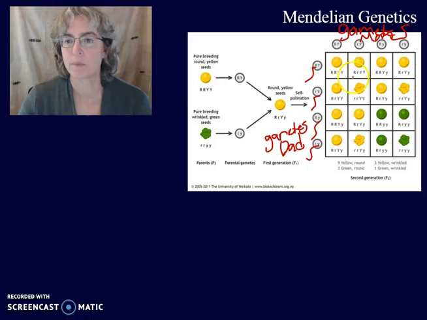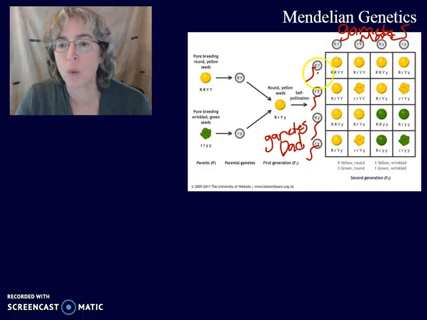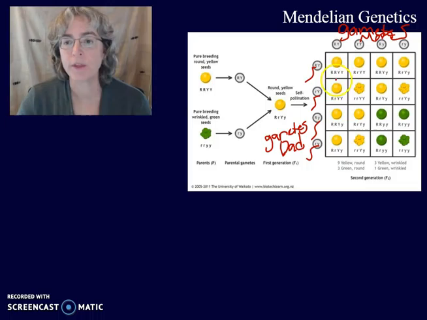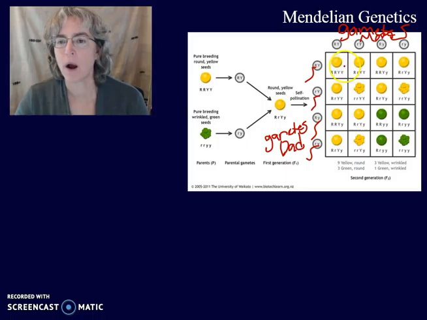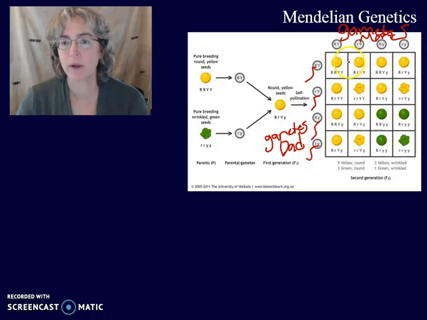Okay, so if you combine a big R, big Y with a big R, big Y, you are going to get an individual with the genotype big R, big R, big Y, big Y, and you're going to get the phenotype of round yellow seeds, because round is dominant and yellow is dominant. And so how many of them are you going to get that are round and yellow? You're going to get 1, 2, 3, 4, 5, 6, 7, 8, 9. You're going to get 9 yellow round.